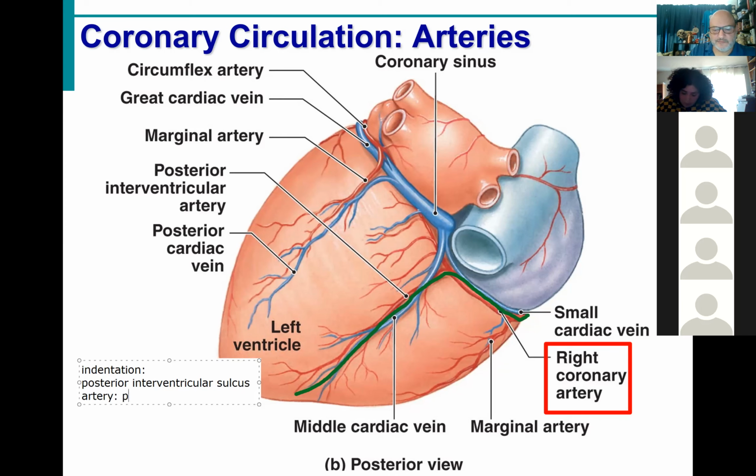The posterior intraventricular artery, which of course is also the name of the vein, right? No. Negative. But middle cardiac. Exactly, we've had great, we've had small, so that means the vein back here is the middle cardiac vein. So again, they screw us up with the veins, but everything else pretty much makes sense.